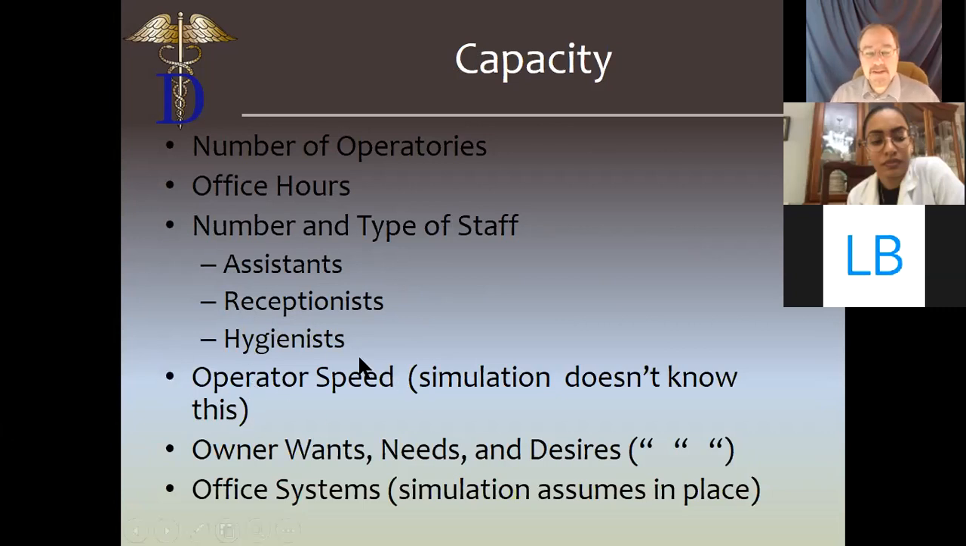Operator speed obviously makes a difference in terms of capacity, but the simulation doesn't know how fast you are, so it can't really control that. Capacity also relates to the owner's needs and wants and desires and how they want to operate their practice.